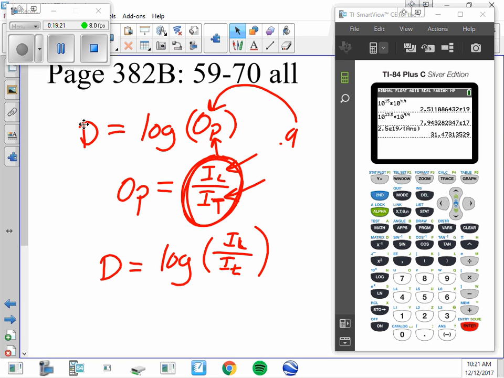You can find it back in the last section. All right, and then the last set, 67 to 70, is just catch the mistake.